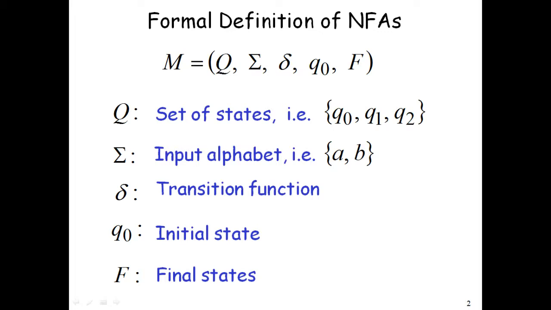Sigma is the input alphabet, that is A, B for example. The input alphabet helps in transiting from one state to another by accepting that alphabet. Transition function, I'll explain that in detail. Q0 is the initial state of the machine and F is the final states of the machine. Here I put that it is not just a state, it is states. That means you can have more than one final state also.